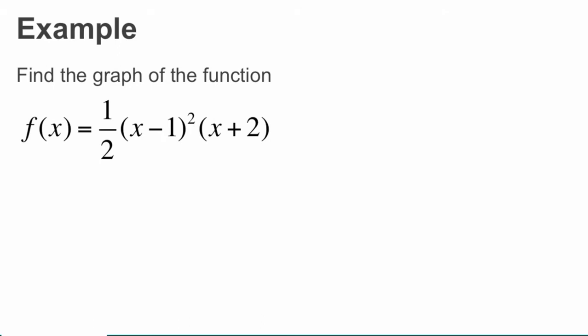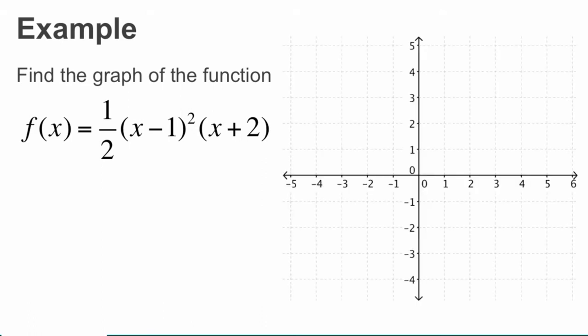Find the graph of the function f of x equals 1/2 times (x minus 1) squared times (x plus 2). So here we're given the function already factored for us. So it's fairly easy to identify the intercepts from a factored form. So because of this first factor, we know that x equals 1 is one of our zeros.